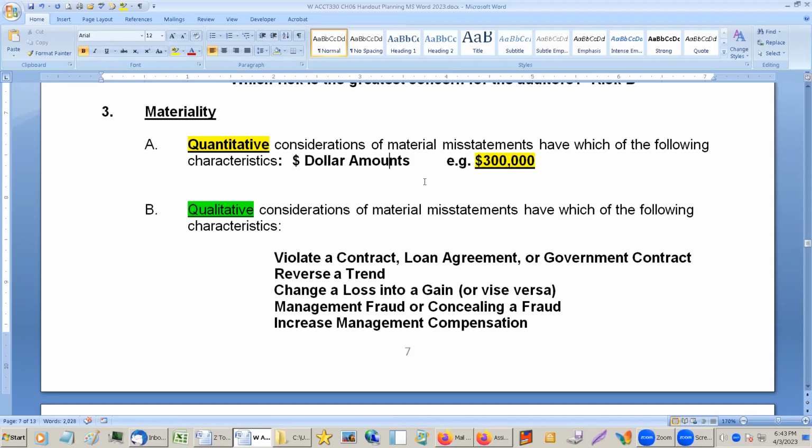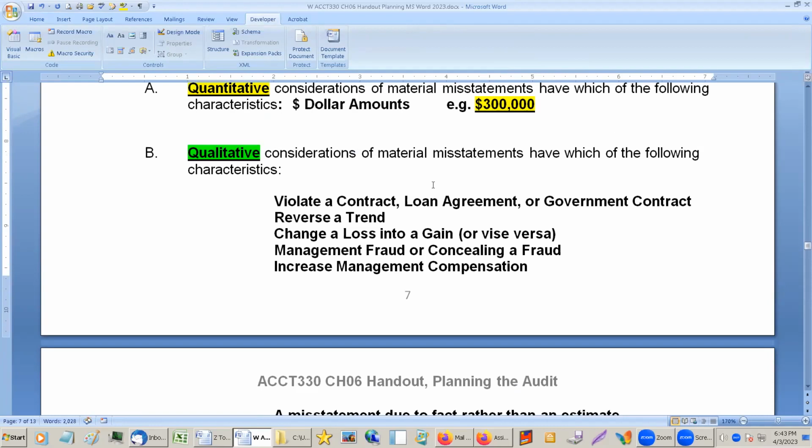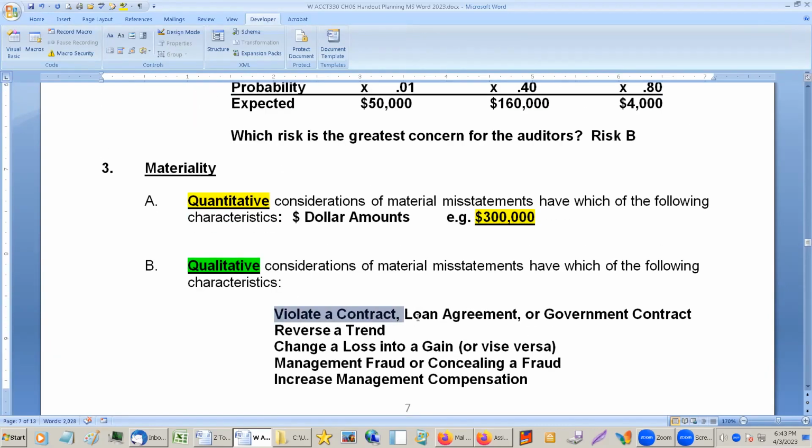Now, there are things that are qualitative, and this is more difficult to audit for one thing, but it's also sometimes more difficult to visualize, and that is, it matters what it is. So it matters what it is as to whether it's material or not. So these are some of the things that will cause something to become material, even if the dollar amounts don't necessarily support it. So this considers the nature of the misstatement.